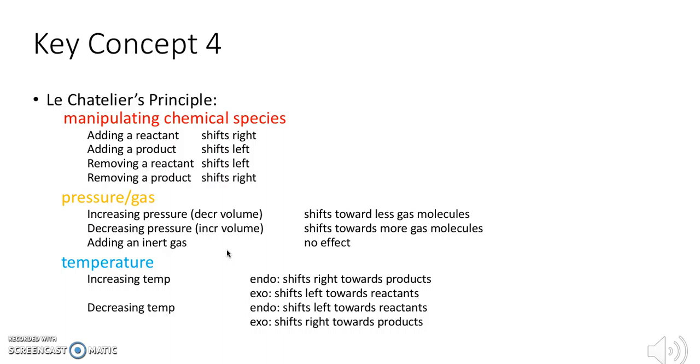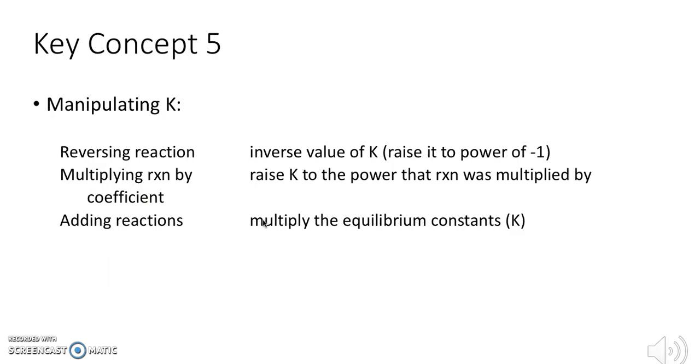With temperature, in an endothermic reaction, heat is on the reactant side, so increasing it causes the reaction to shift right towards products, and decreasing it causes a shift left towards reactants. In an exothermic reaction, heat is on the product side, so increasing it causes a shift left towards reactants, and decreasing causes a shift right towards products.